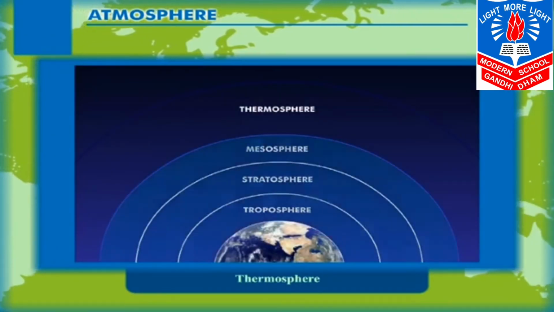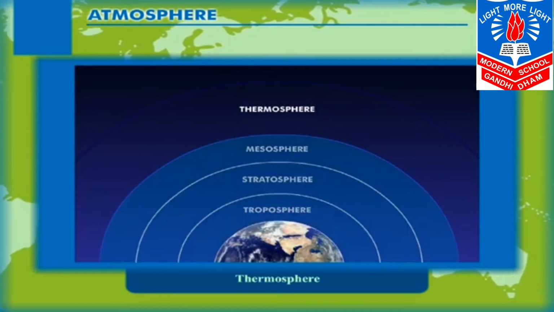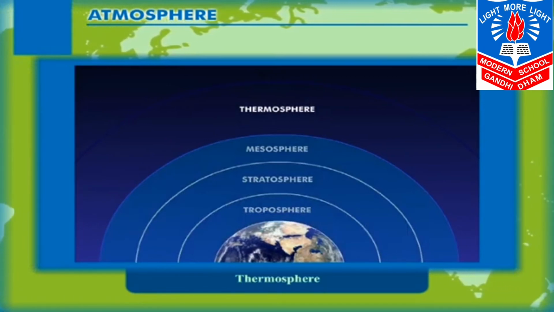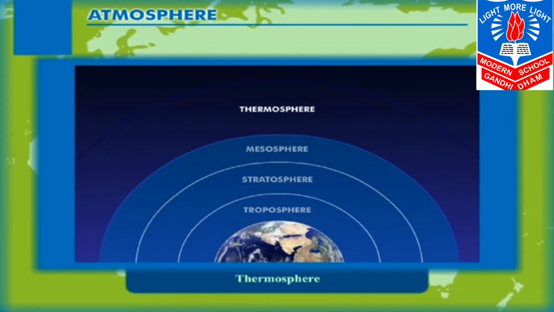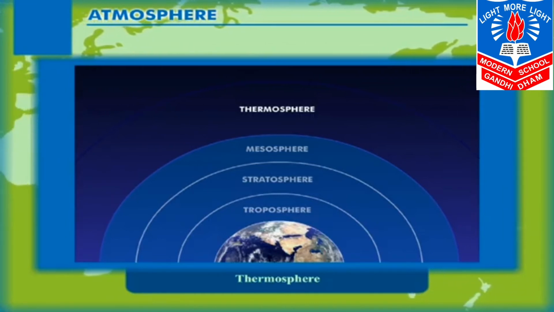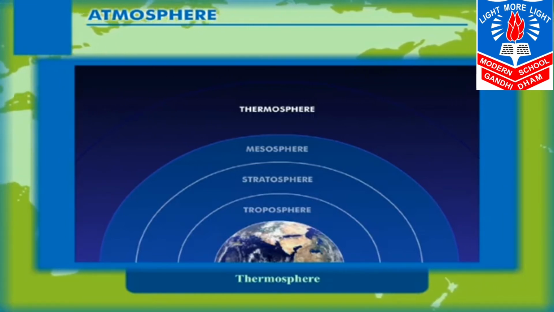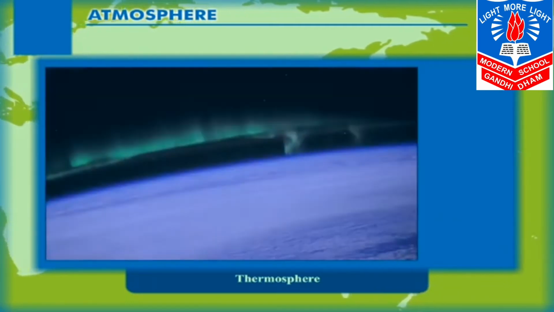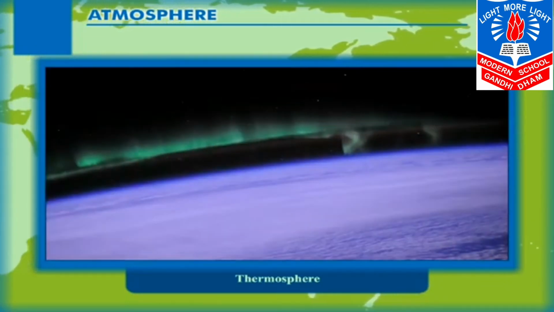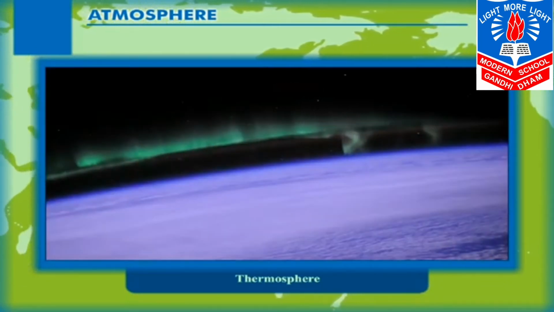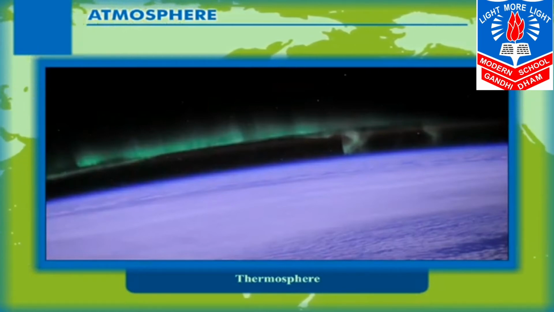The fourth layer is thermosphere. This layer is located above the mesosphere and starts from 80 kilometers. It extends up to the end of the atmosphere. Here the air is extremely thin. As we go higher and higher, the atmospheric temperature goes on increasing.